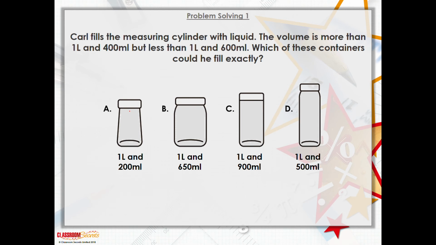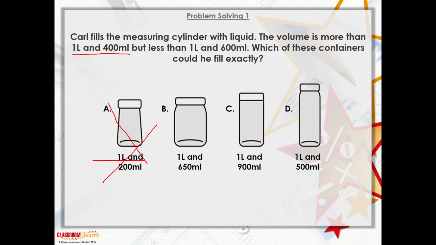Okay, so we know that it's more than 1 litre and 400 millilitres. So is there any on here that we can get rid of straight away because it's less than 1 litre, 400 millilitres? Do I think any of these are less than this 1 litre, 400 millilitres? That's right, A. So 1 litre and 200, that one there is too small. So it can't be this one and we must get rid of that one.